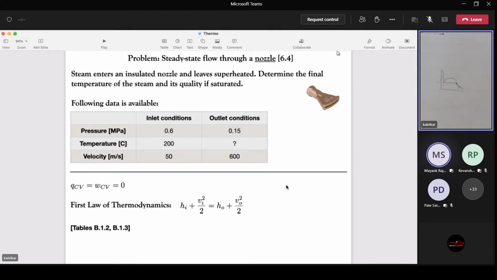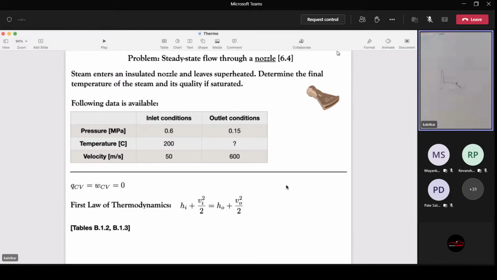Excuse me, sir. How did you get that the work will be 0 in this case? Actually, why did we even find the outlet enthalpy? You have the formula in front of you, right? You found the inlet enthalpy, right? And you have Vi square by 2 and Vo square by 2. So you can find the outlet enthalpy. What I was trying to find out is the temperature, that you can read off from the table, right? So for 150 kilopascal, the temperature is 111.37.